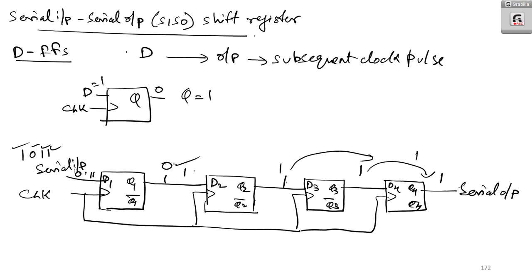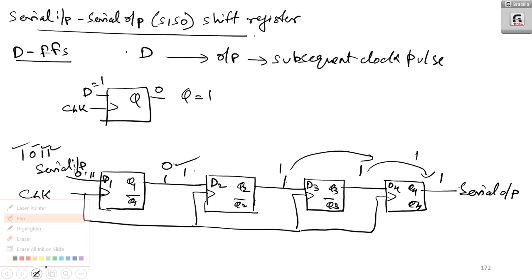So that is how a serial input, serial output shift register is functioning. That means in each clock pulse the output will be changed, and from each stage no separate lines are taken. Serial output is taken directly.